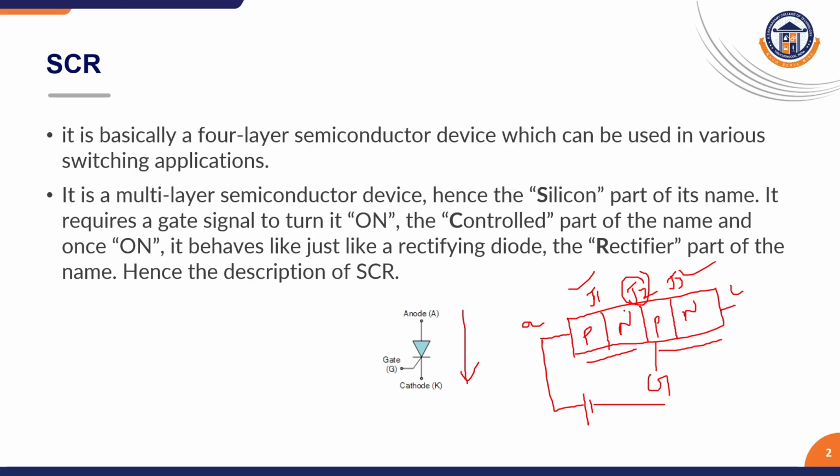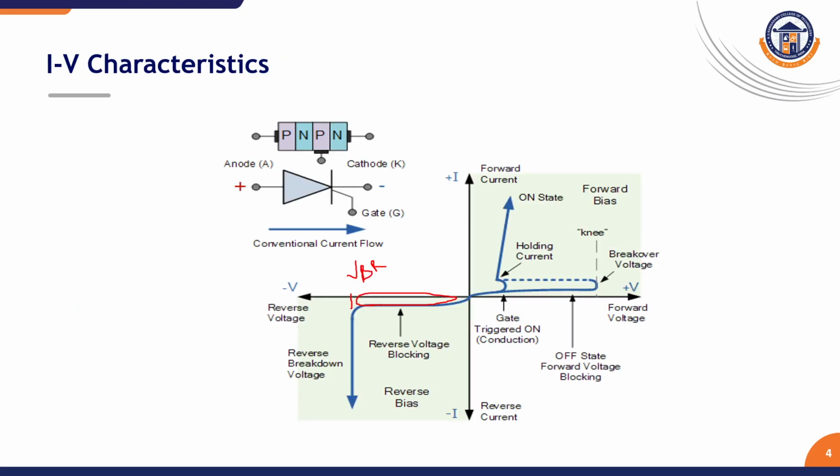If the forward voltage is further increased, as you can see here, there will be a small forward current due to minority carriers, until this point, which is called the breakover voltage. We call it VBO, the forward breakover voltage. When forward voltage is less than VBO, SCR offers high impedance. Therefore, SCR can be treated as an open switch in the forward blocking mode.